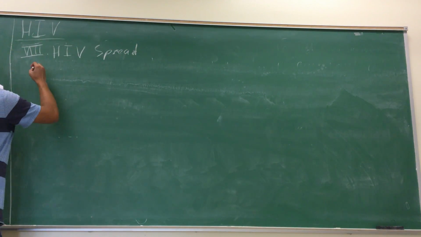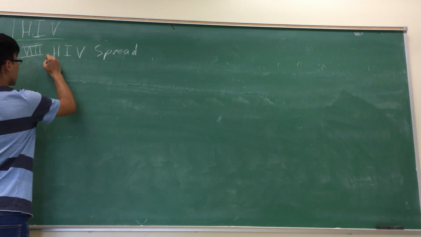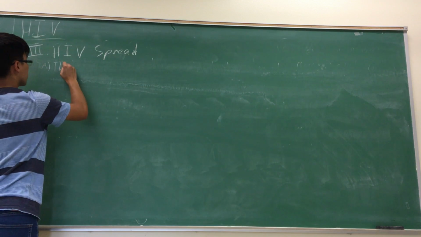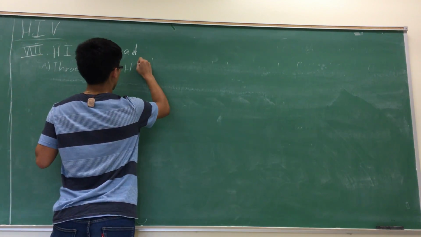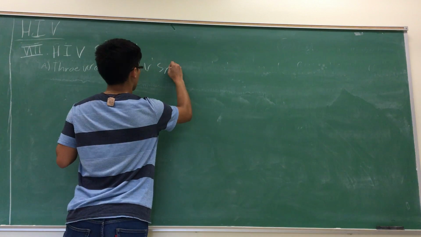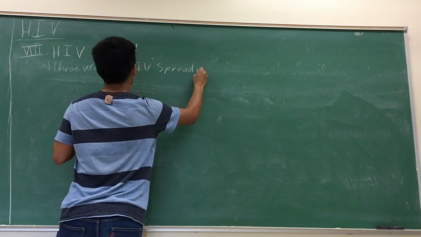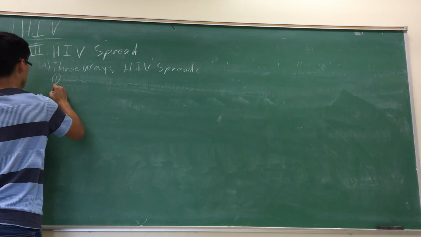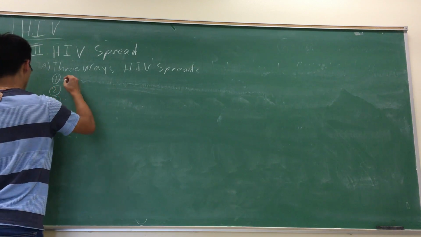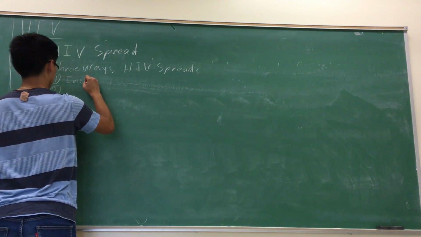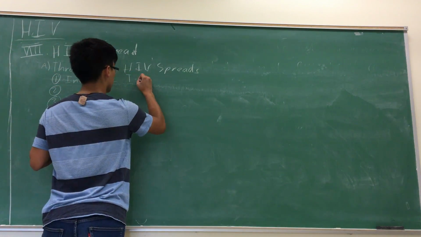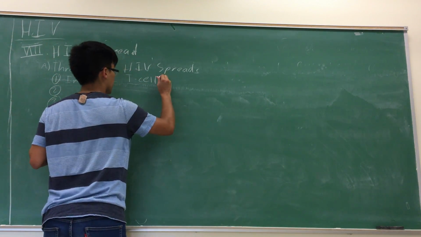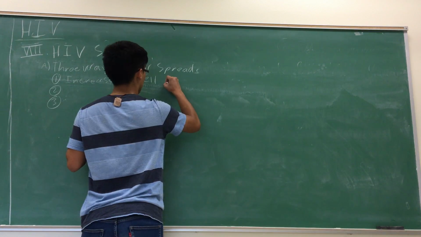HIV spread. So there are 3 ways HIV spreads. That is increased T cell infection. So obviously, if you infect more T cells, that means you're spreading more virus.